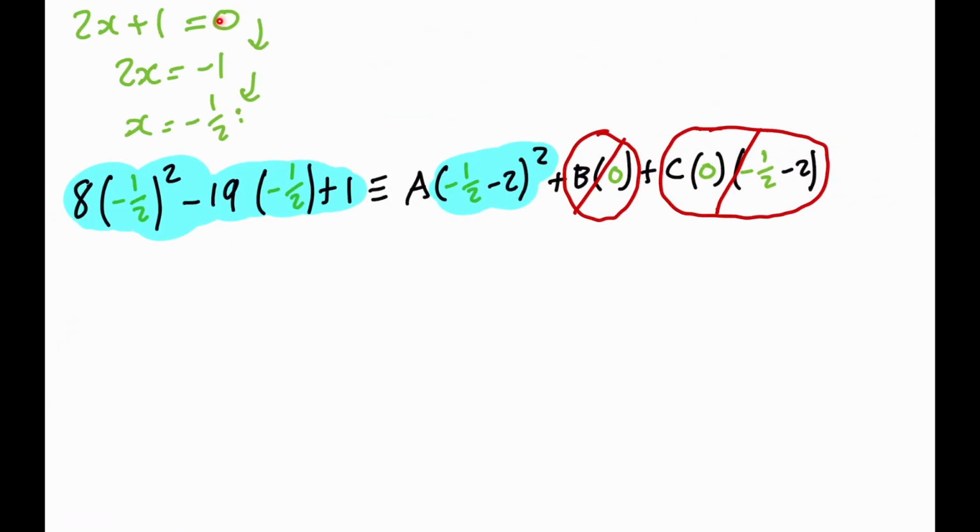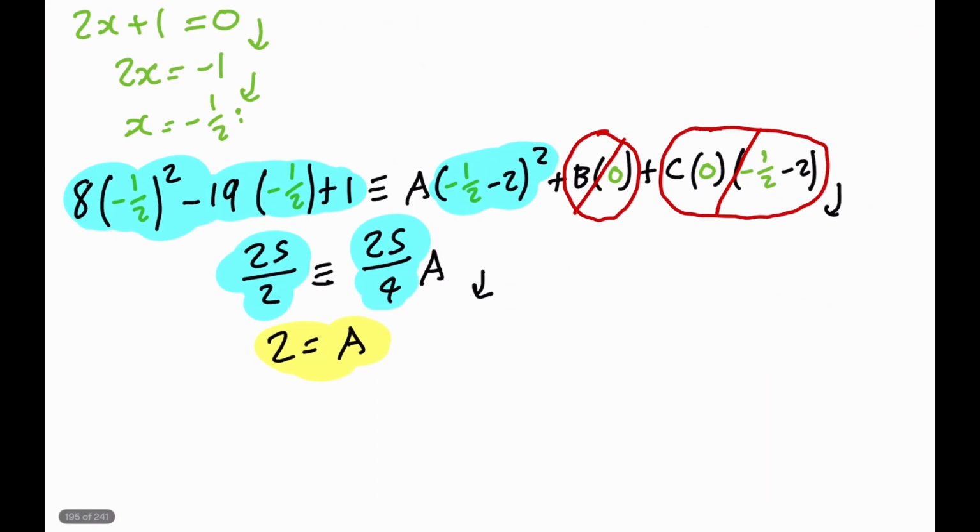So we rearrange the 2x plus 1, and we find that x in this case would have to be equal to minus a half. And we substitute the minus a half into the equation, and you see that the b coefficient cancels out and the c coefficient cancels out because of the 0 here. And you're left with an equation just in terms of a, and all you have to do is make a the subject. So when you collect it all together, you're going to get 25 over 2, which is equal to 25 over 4 times a. And then when you divide by 25 over 4 on both sides, you find that a is equal to 2.